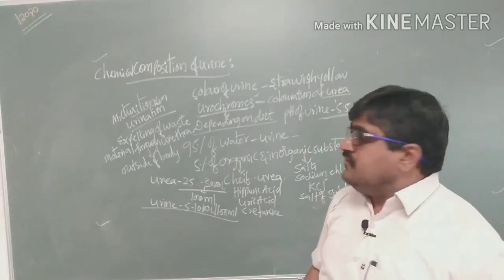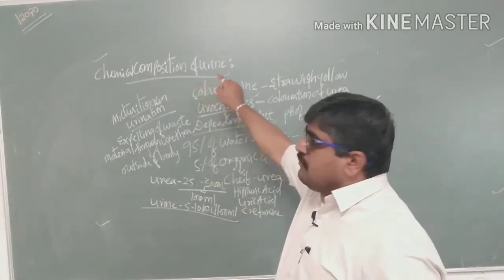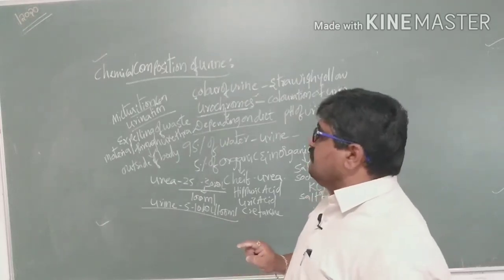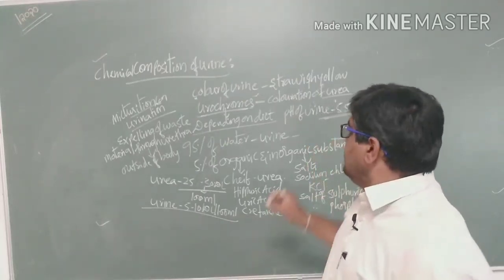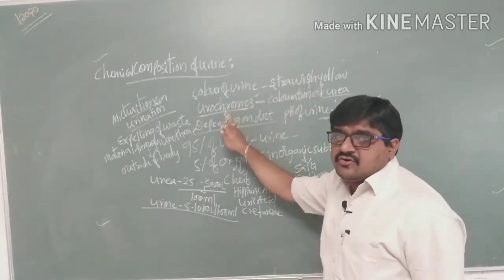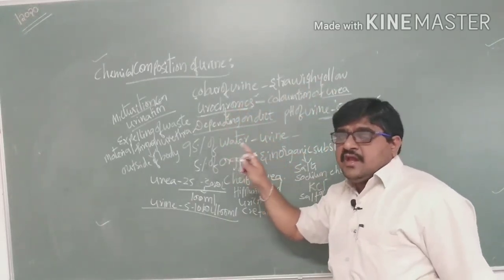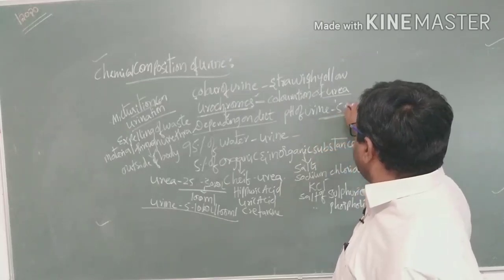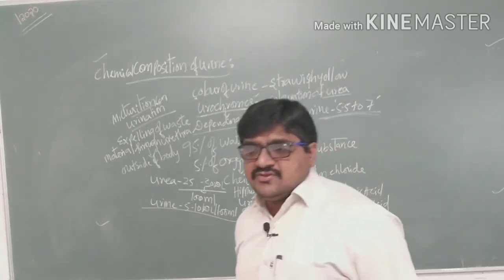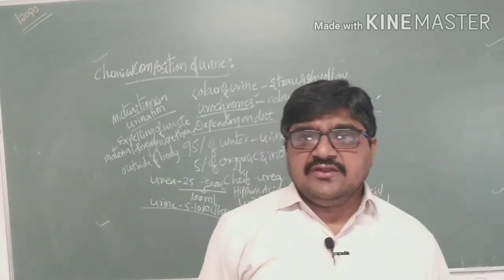This is what we call the chemical composition of urine. That is, the chemical composition of urine is straw-yellow, where urochromes are present, where urochrome depends upon the diet of the food materials. The pH is 5.5 to 7. So this is the chemical composition of urine.